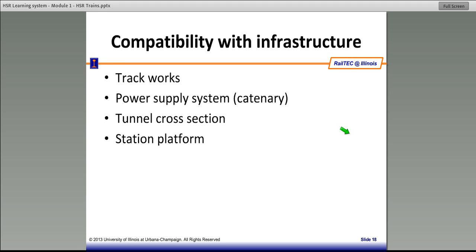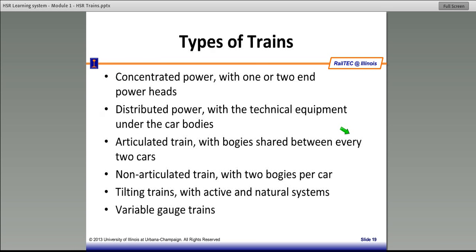You would also consider your platform length and height, so that you know how high the entrance of the car should be. So these are some of the considerations in your design, or when you want to specify a train for your system.